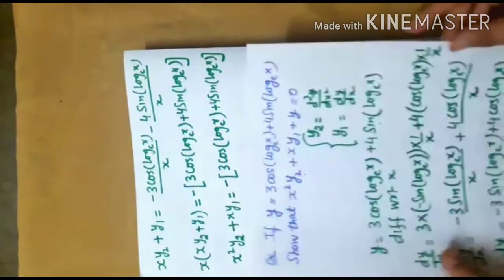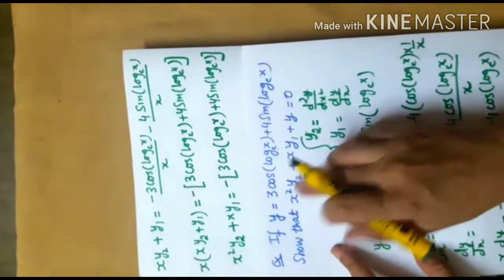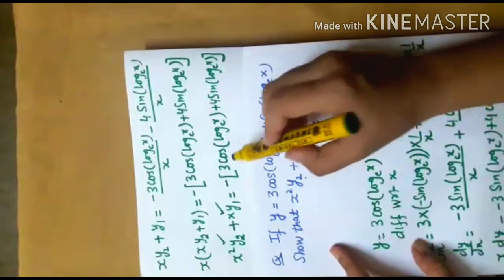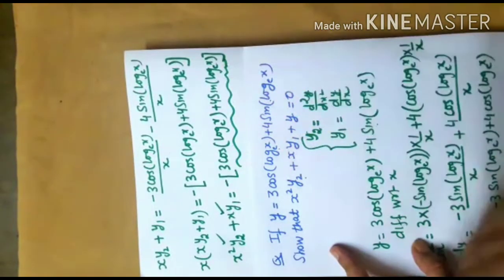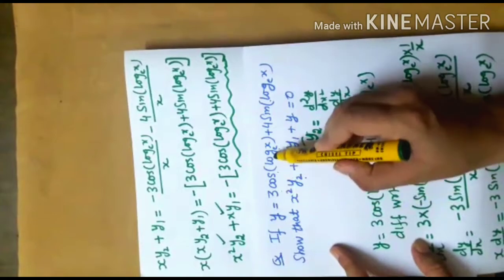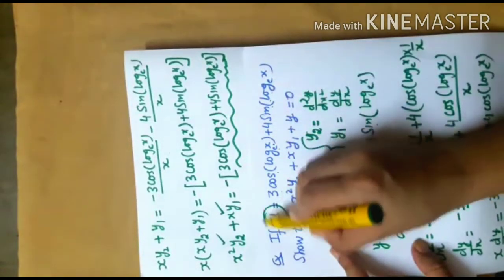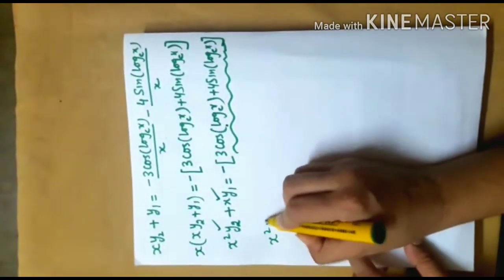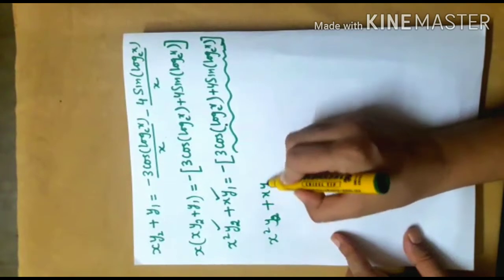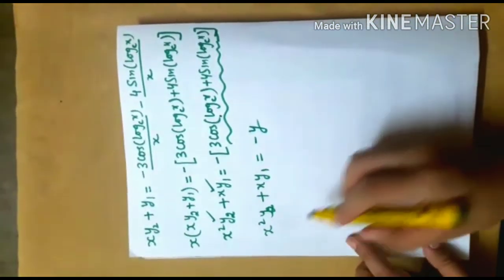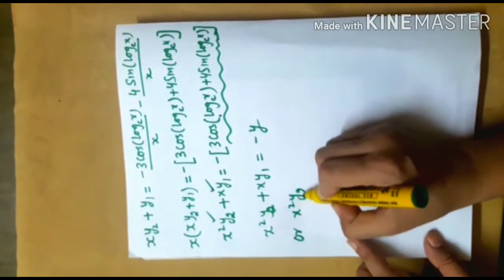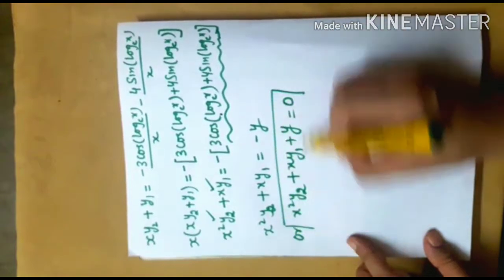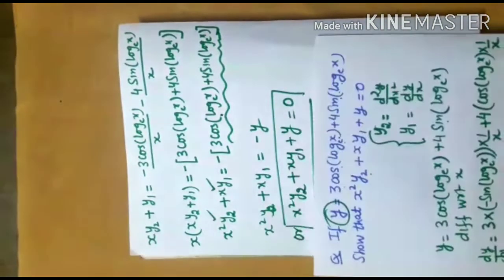Now look here. I wanted x square y2, which I have got, plus x y1 I have got. Now, can you identify what this is equal to? Yes, this 3 cos log x plus 4 sine log x is y. So I replace this with y. So I'll get x square y2 plus x y1 equals negative y, or x square y2 plus x y1 plus y equals 0. This is what I wanted to show.